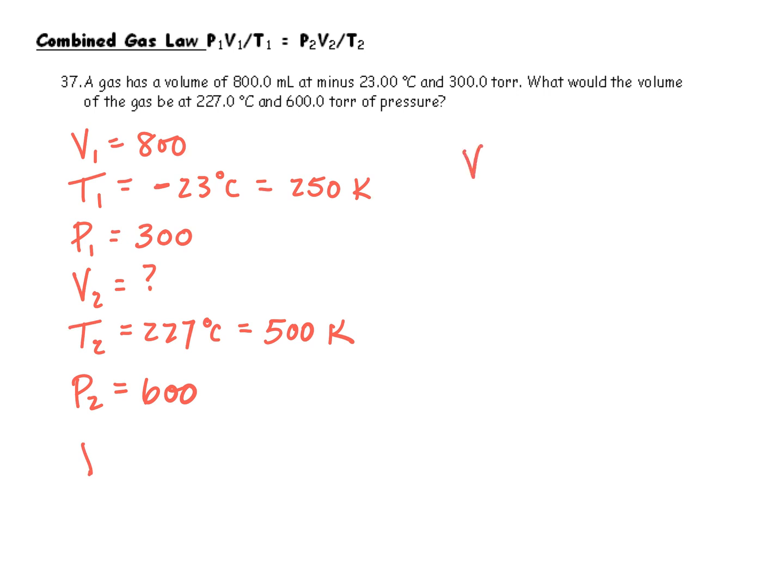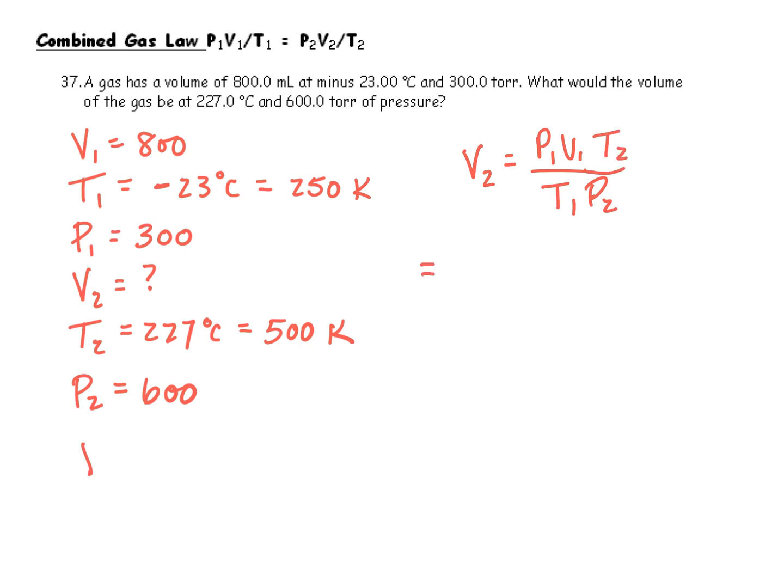Now, could be a little tricky here solving for V2. V2 is on the right side in the numerator. So on the left side, we're going to have P1, V1 divided by T1. Moving P2 to the other side will make it P2 on the bottom. Moving T2 to the left side, we're going to make it T2 on the top.